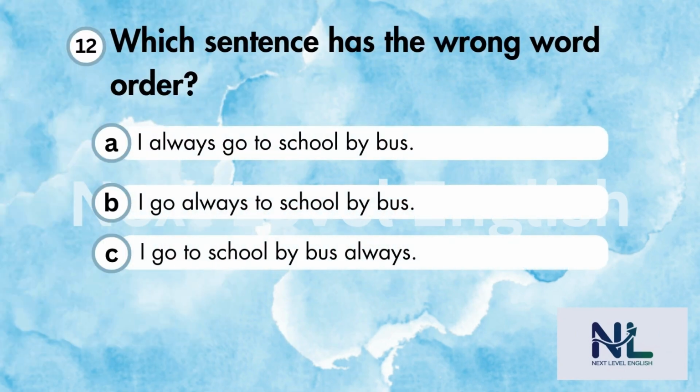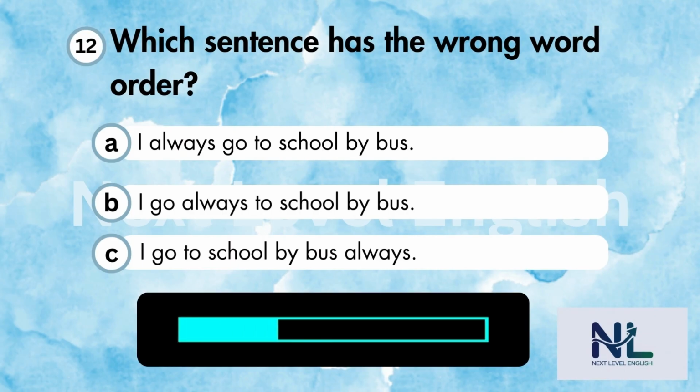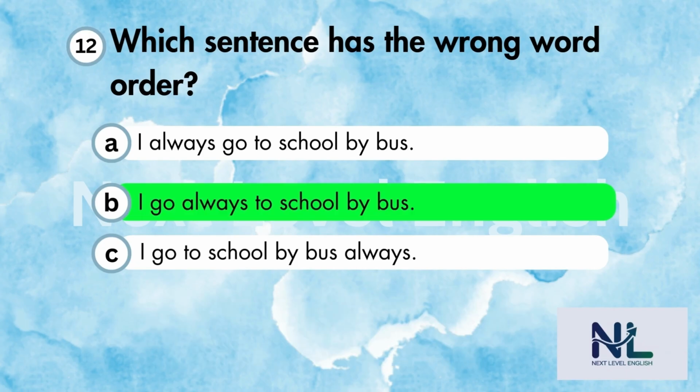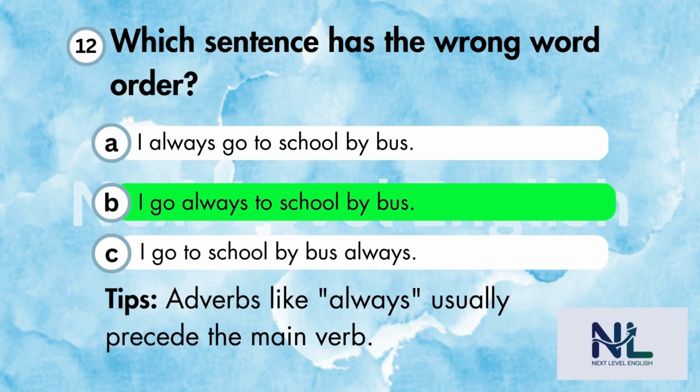12. Which sentence has the wrong word order? I go always to school by bus. Tips: adverbs like always usually precede the main verb.